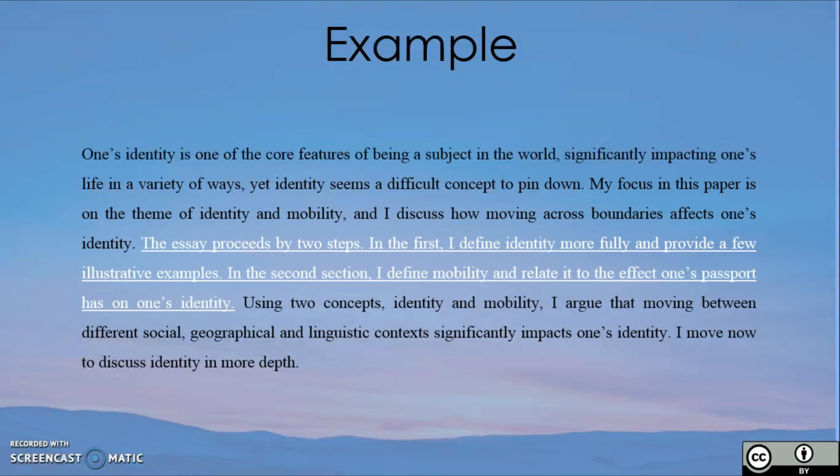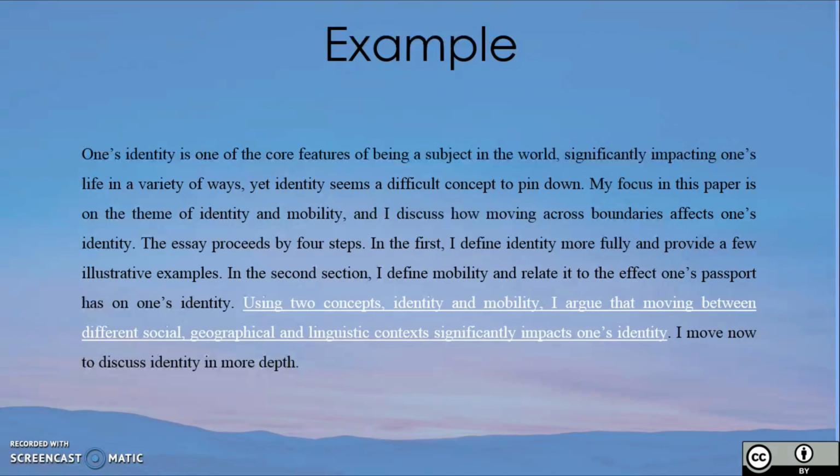The next three sentences read, "This essay proceeds by two steps. In the first, I define identity more fully and provide a few illustrative examples. In the second section, I define mobility and relate it to the effect one's passport has on one's identity." And that is the roadmap. So that gives an overview of what this essay consists in, the two main parts of the essay. It describes them in an abstract, high-level way.